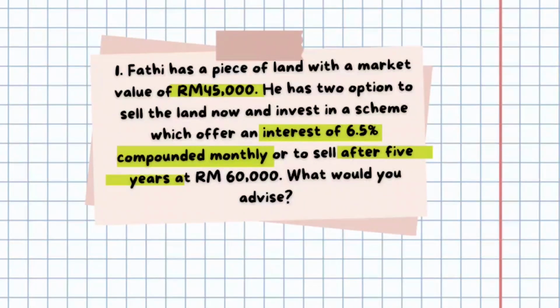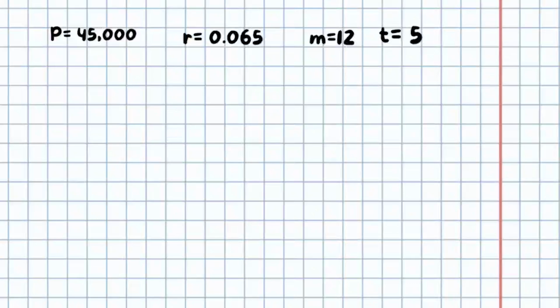Alright, interest of 6.5% will be our R, which is R equals 0.065. Compounded monthly means our M equals 12 and our T equals 5. The question is, what would you advise? In order to choose between the two options, we have to determine which one will Fatih earn more. In order to find that, we have to use the compound interest formula, which is S equal to P bracket 1 plus i bracket power of n.